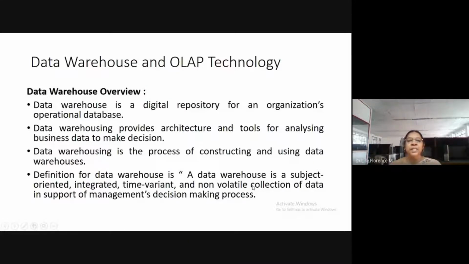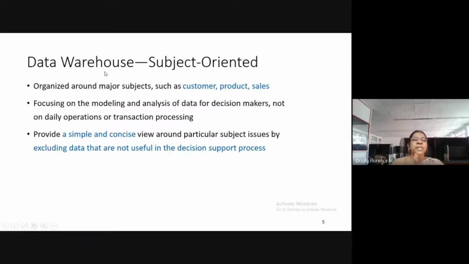The first keyword is subject oriented. A data warehouse is a subject oriented collection of data. When you collect data, it is organization based or particular industry based data. It will not have separate transaction data or human resource data like that. A data warehouse has data of a specific organization, industry or enterprise. That is why we call this subject oriented.